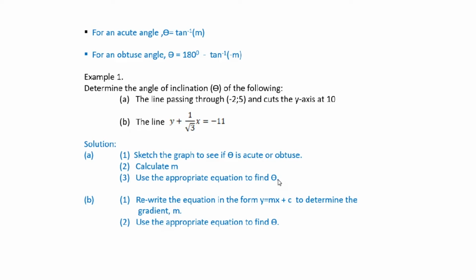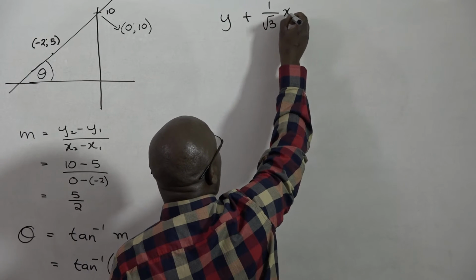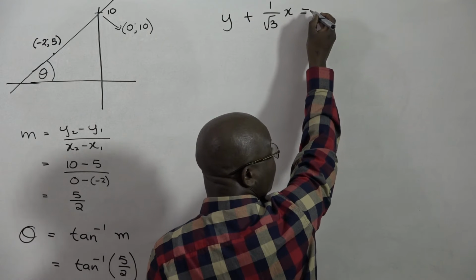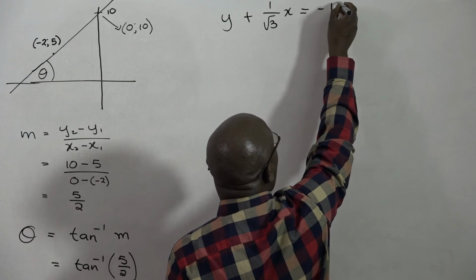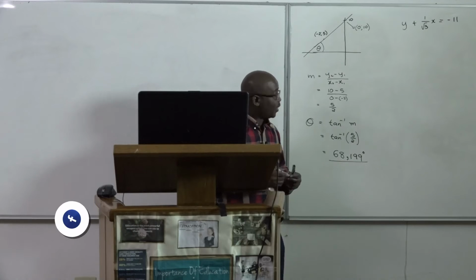In our second question, or the B question, it says determine the angle of inclination, theta, of the line y plus 1 over root 3 x is equal to minus 11. So let's write that equation. y plus 1 over root 3 x is equal to minus 11. So that is the equation that we are given.